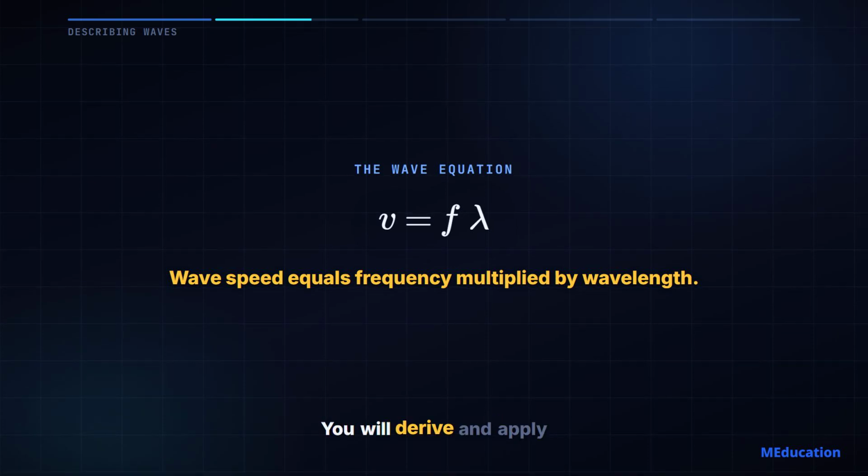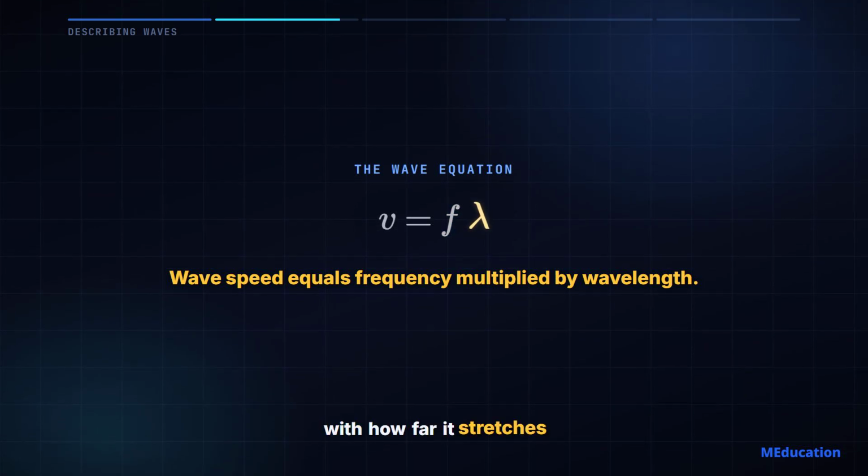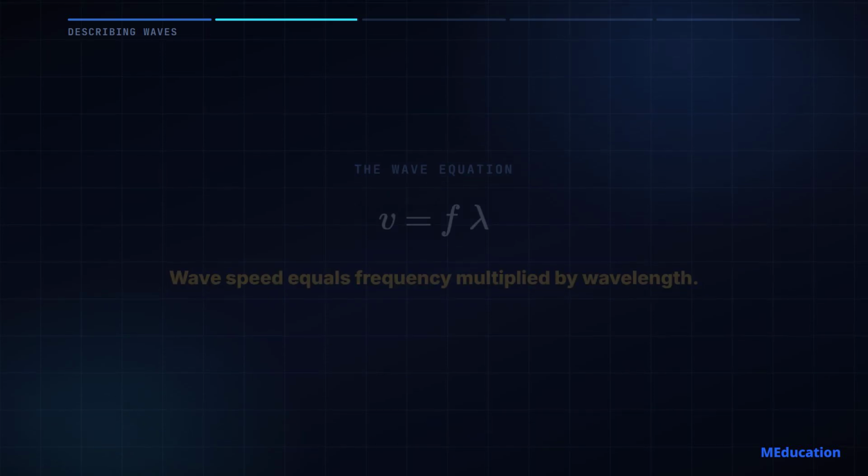At the heart of this is the wave equation. You will derive and apply this to calculate wave speed, frequency, or wavelength. It elegantly connects how fast a wave oscillates in time with how far it stretches in space. Mastering this mathematics is your absolute foundation for Paper 2.